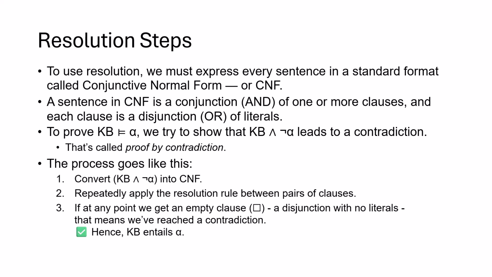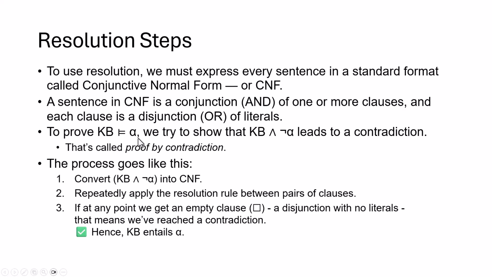So how does resolution-based inference actually work? To prove KB entails alpha, there are two steps, okay? The first step, we must express every sentence in a standard form called conjunctive normal form. So there will be multiple clauses connected with AND, or conjunction, and inside those clauses there will be many different literals which are connected with OR, disjunction. So that's the first step. You have to convert the sentences into conjunctive normal form.